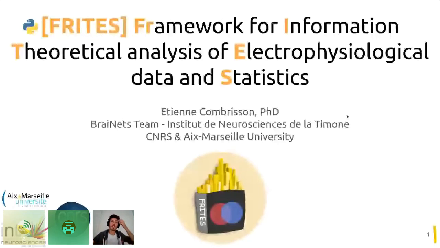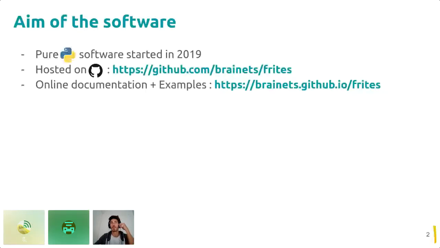So my name is Etienne Combrisson. As Andrea said, I'm working in the BrainNets team here in the ENT, and I've been working on a software that is called FRIT, for Framework for Information Theoretical Analysis of Electrophysiological Data and Statistics. It's a pure Python software that we started last year in 2019. Here is the link if you want to download it. And there is other software that are developed in the BrainNets team. It also comes with an online documentation and examples that are built with Sphinx and the Sphinx Gallery.